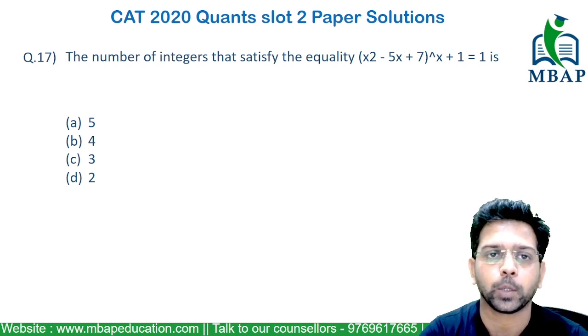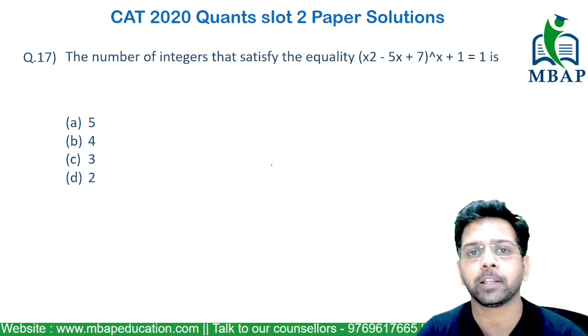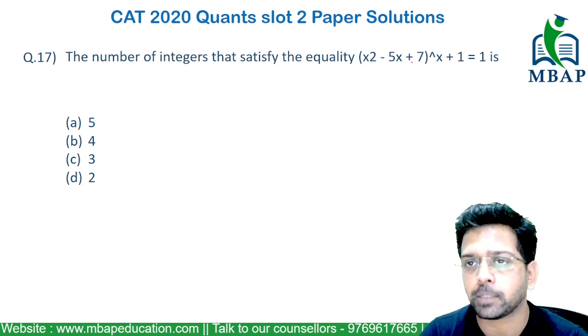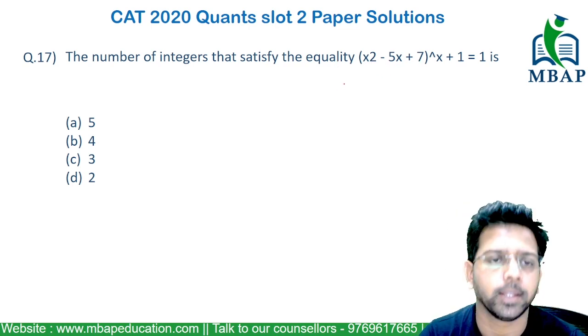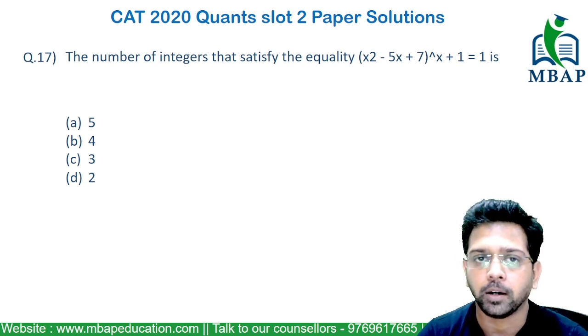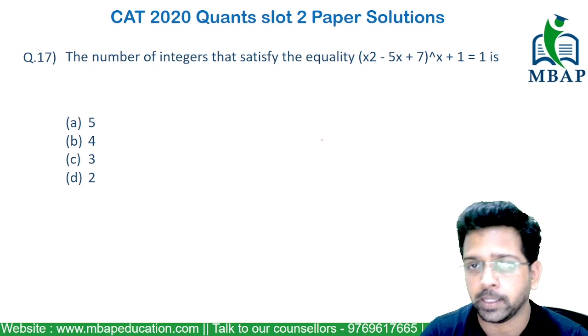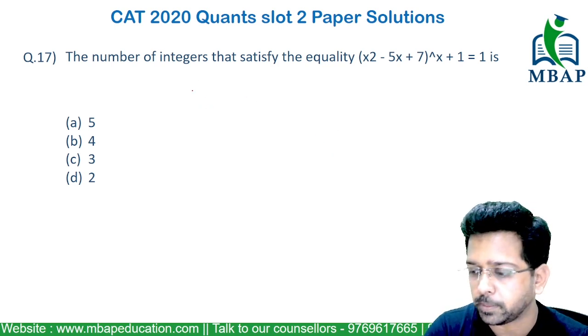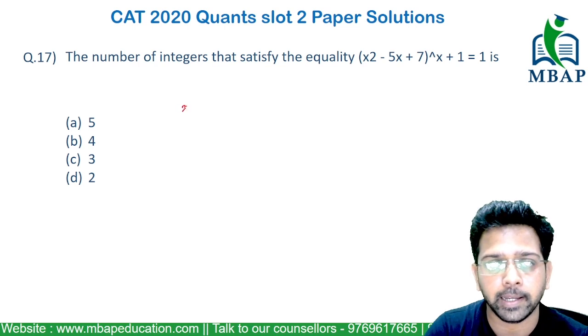Read the question well. The question says the number of integral solutions that can satisfy the equality x squared minus 5x plus 7 raised to x plus 1 is equal to 1. And these are the typical standard questions which you can expect coming up on establishing the equalities or the inequalities coming up in the CAT examination. So if you rewrite the whole expression, how it's going to look like? It's going to look like x squared minus 5x plus 7.